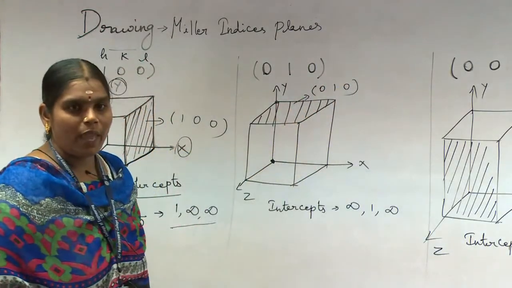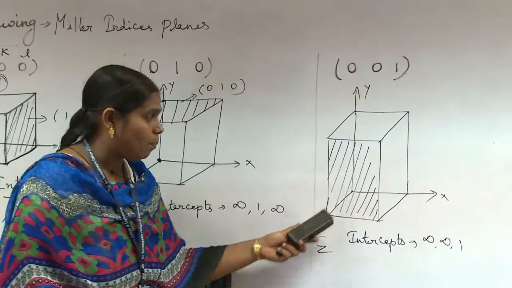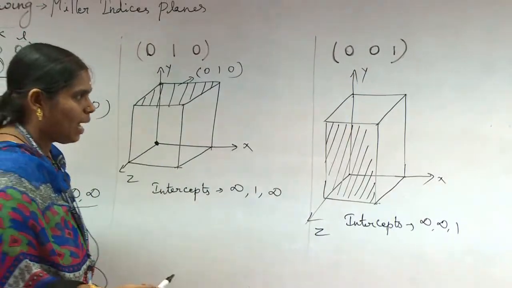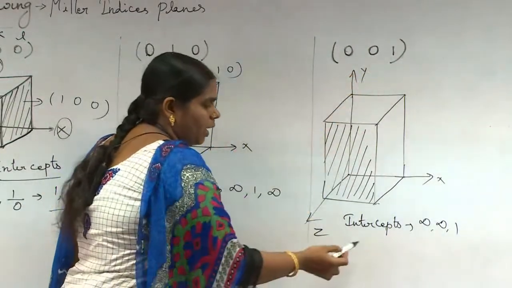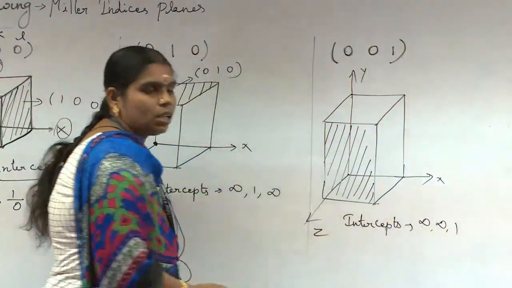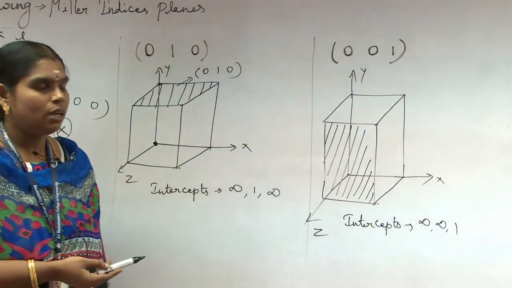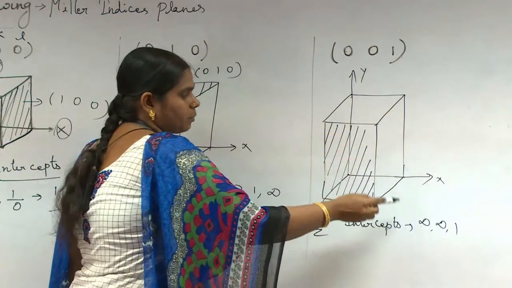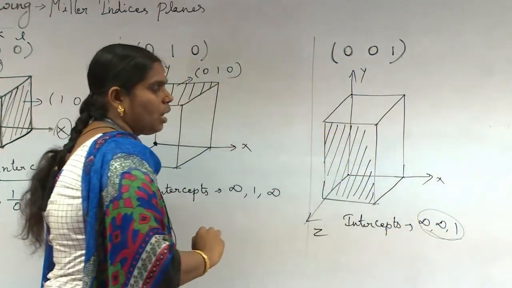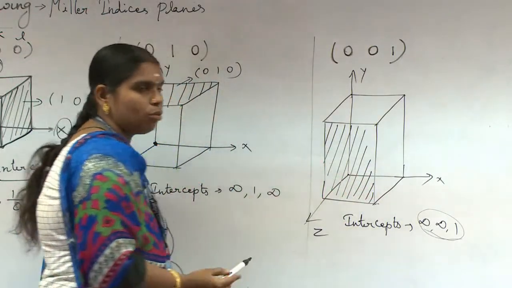In the same way, we can go for the 0, 0, 0 plane or the 0, 0, 1 plane. The 0, 0, 0 plane represents that there is no plane on a cubical lattice, and in the 0, 0, 1 plane the intercepts are infinity, infinity, 1, which shows that the particular plane is going to be parallel to the x axis and y axis, and it is going to be on the z axis, by which we will be able to draw it.